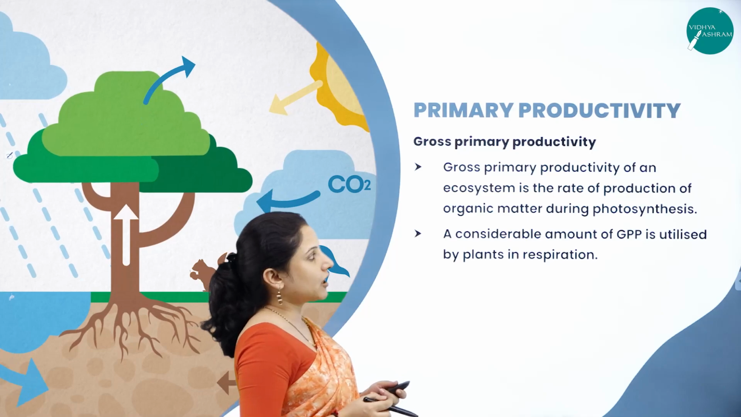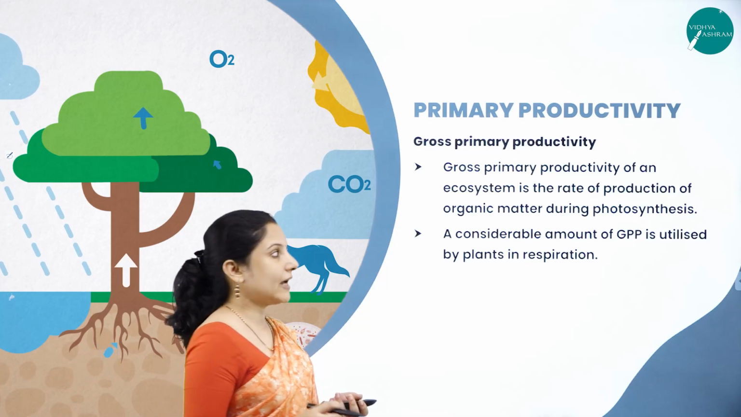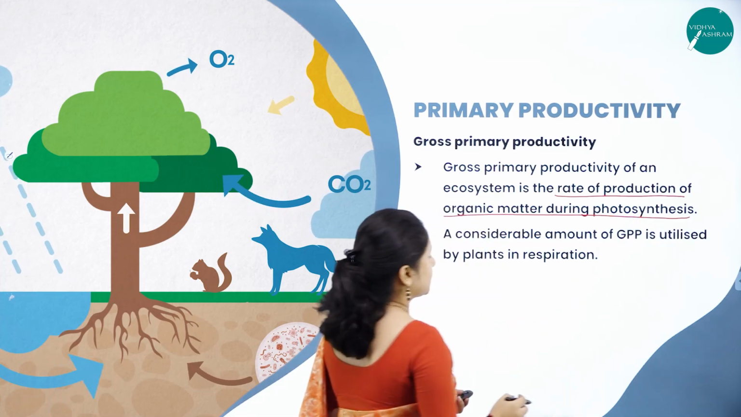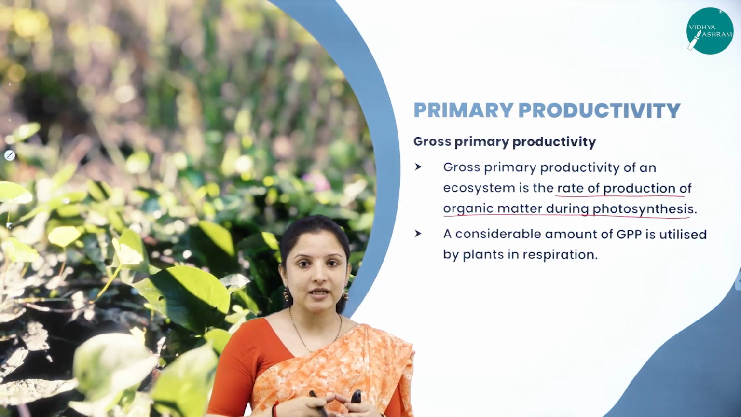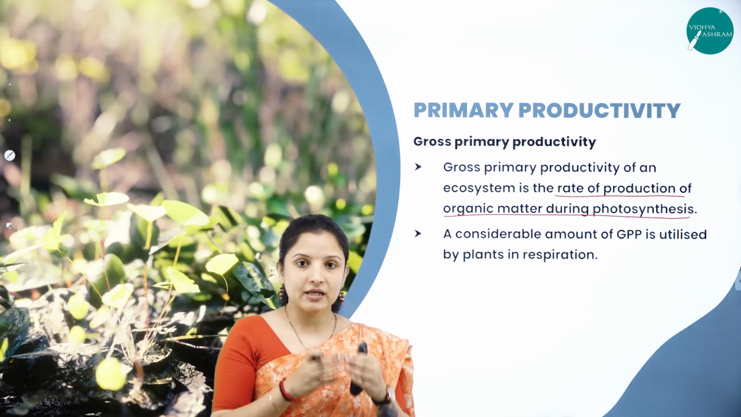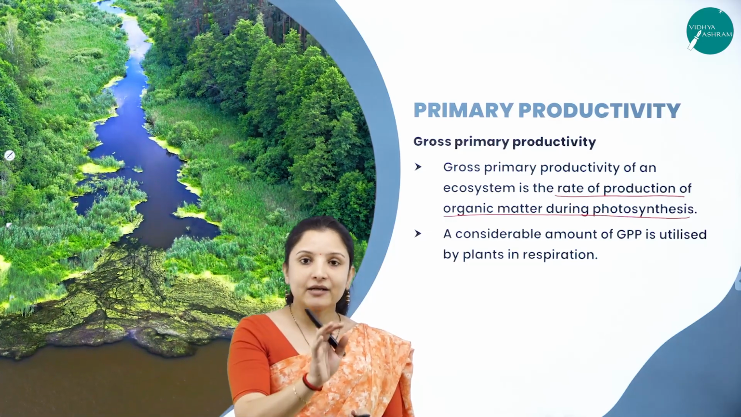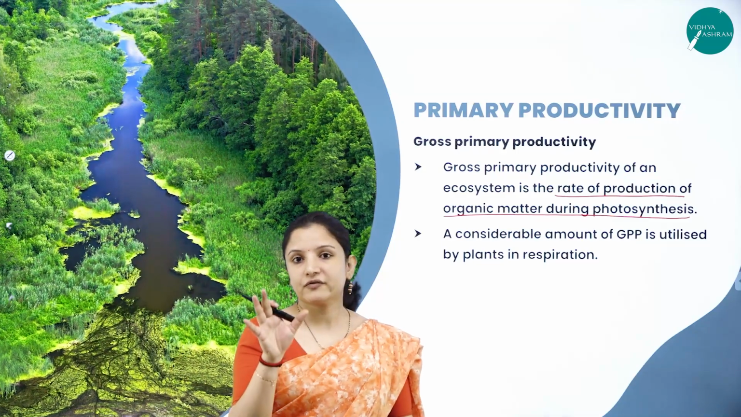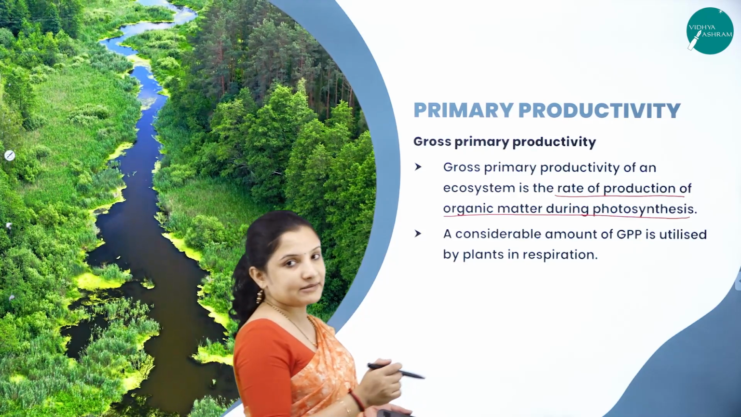Gross primary productivity of an ecosystem is defined as the rate of production of organic matter during photosynthesis. That is, during photosynthesis, how much organic matter is produced. So after a plant photosynthesizes, if you take the weight of the plant in terms of grams, that weight will give you the gross primary productivity of that particular plant. A considerable amount of GPP is utilized by plants in respiration.